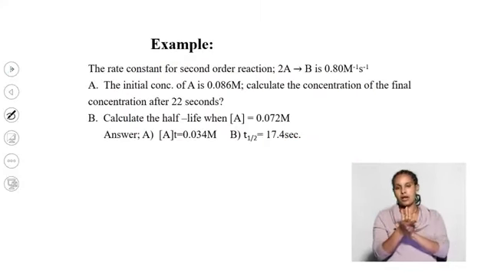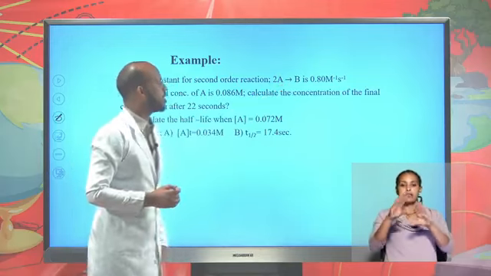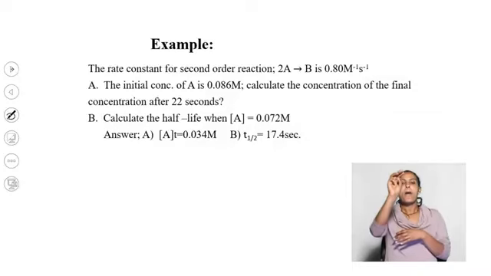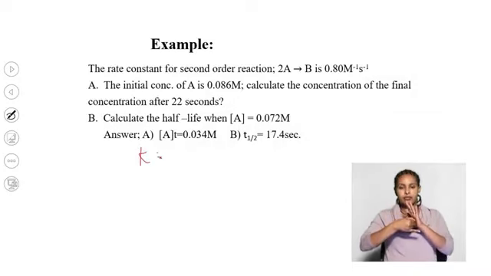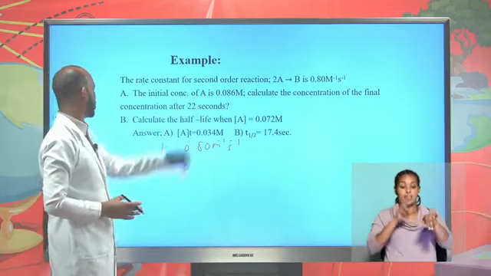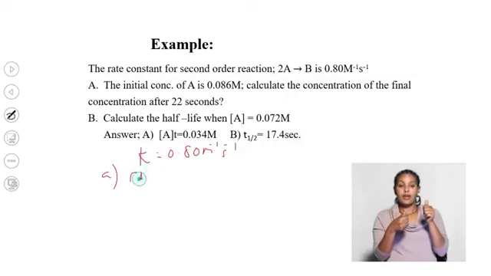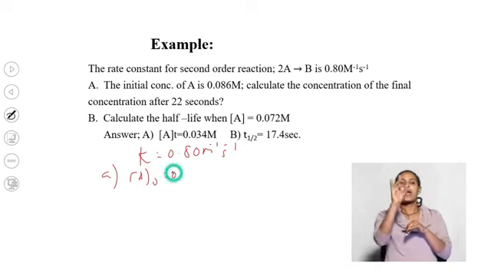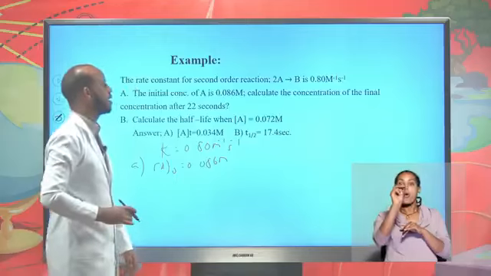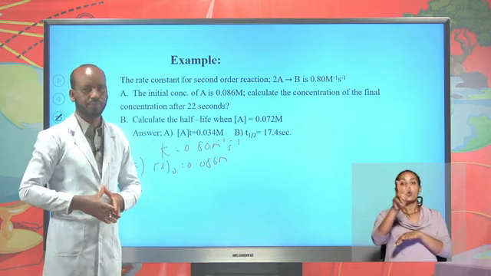For example, the rate constant for a second order reaction is 0.80 per molar per second. The initial concentration A naught is 0.086 molar. Calculate the final concentration after 22 seconds.